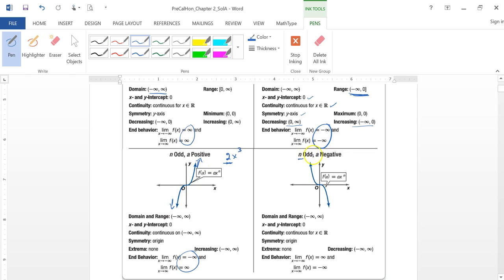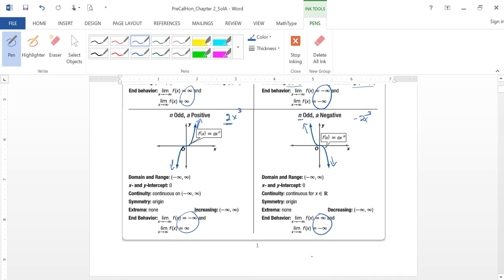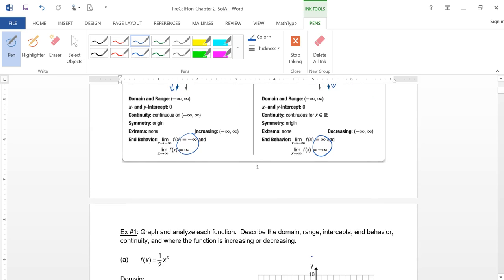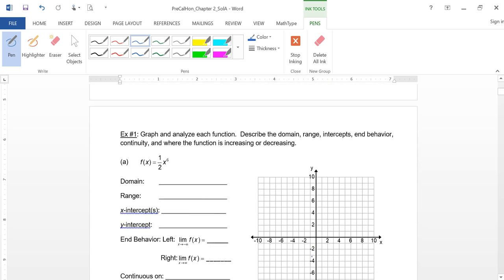When n is odd, so if you have negative 2x cubed, then it's a reflection around the x-axis. So now, on the left side, it'll go up, and on the right side, it'll go down. Okay, and you can see the change here in the end behavior. Again, decreasing everywhere, but continuous everywhere.